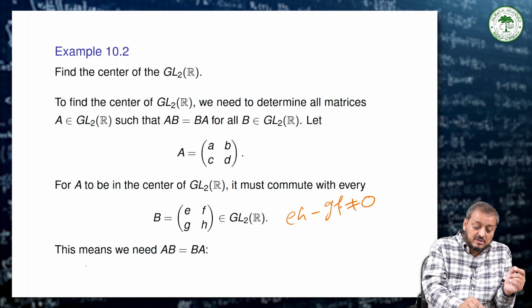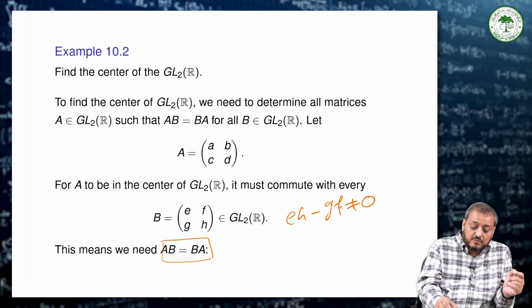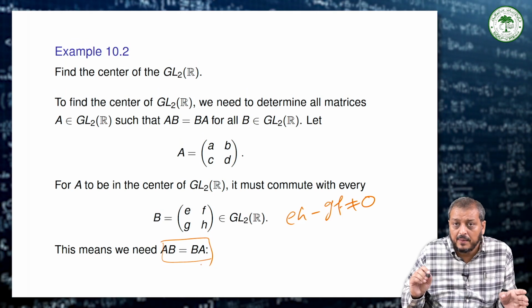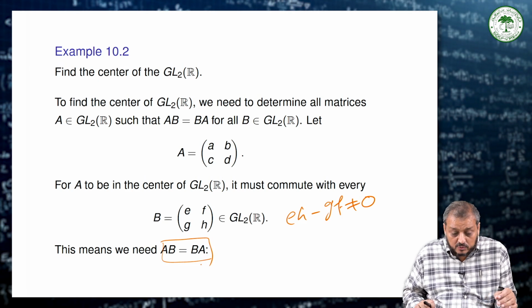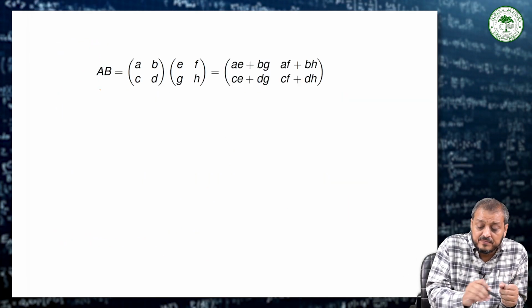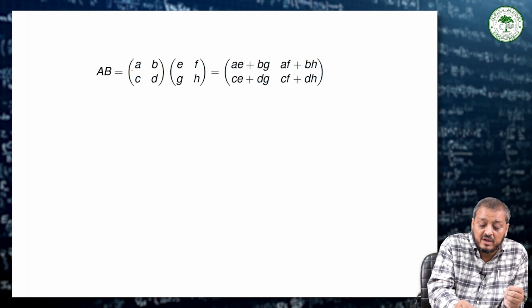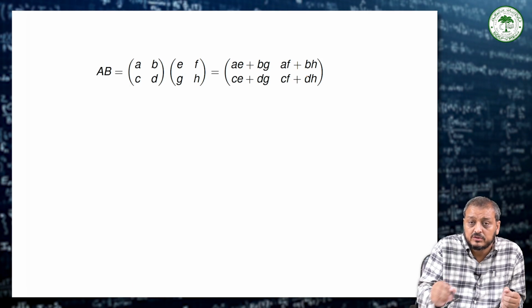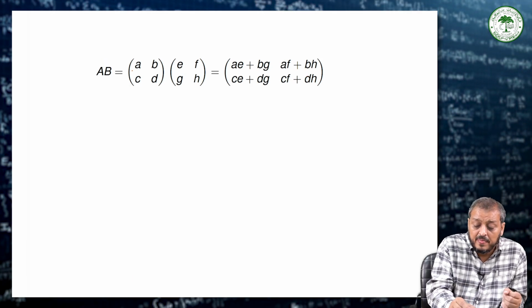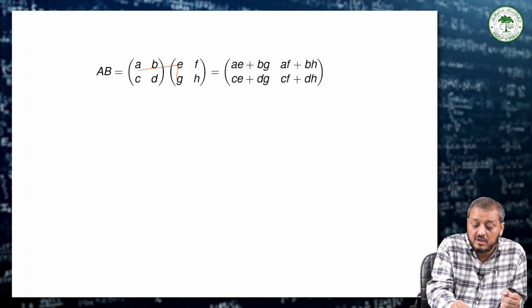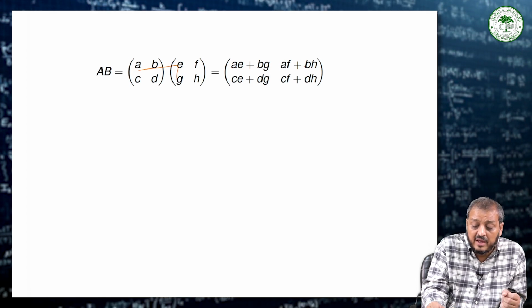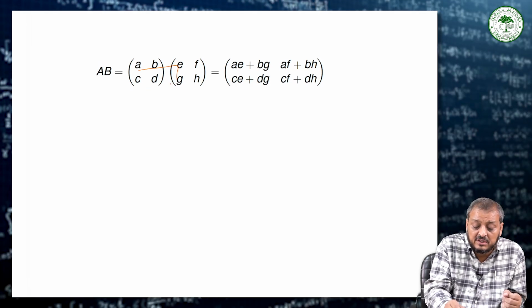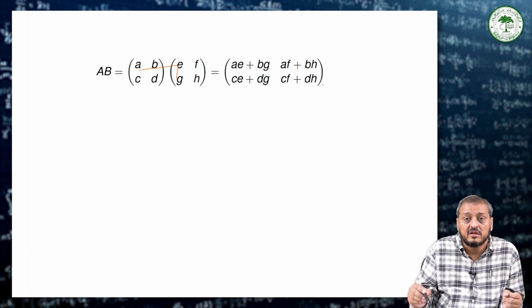So we need AB to be equal to BA. We take AB. AB is equal to what? We take the product of these two matrices, and we compute it in this form. So the entries are ae plus bg and af plus bh, and similarly ce plus dg and cf plus dh.